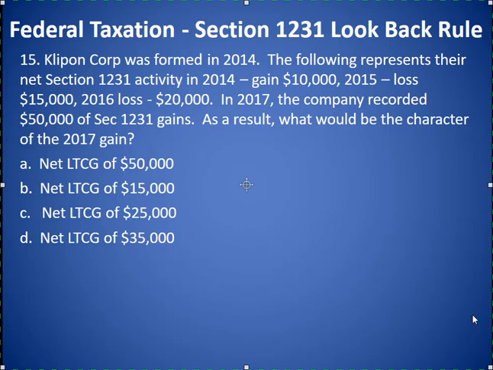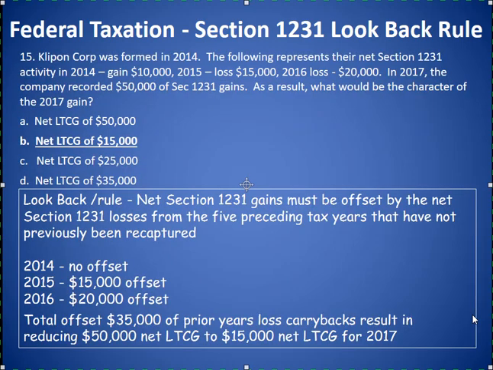Okay, number 15. Clip-On Corporation was formed in 2014, and you were given a set of net Section 1231 gains and losses. And in 2017, the company recorded net Section 1231 gains of $50,000. As a result, what would be the character of the 2017 gain? And the answer in this case would be B, a net long-term capital gain of $15,000.